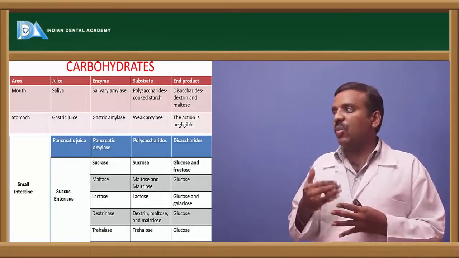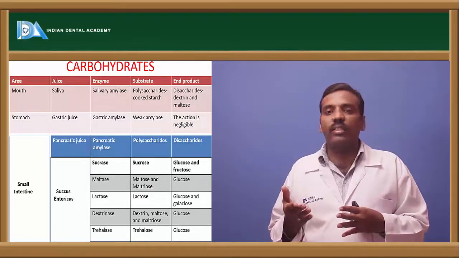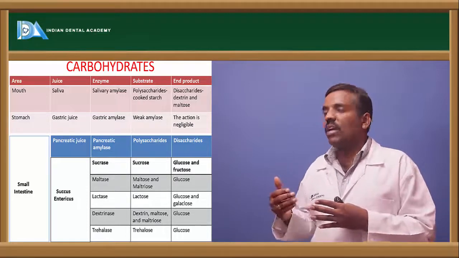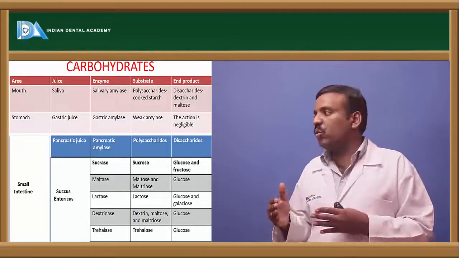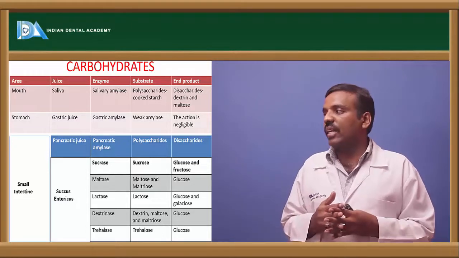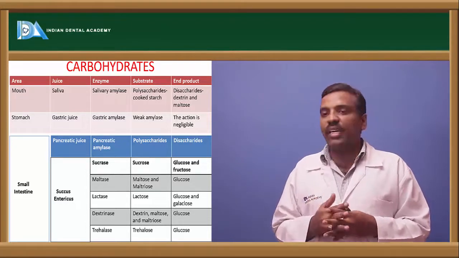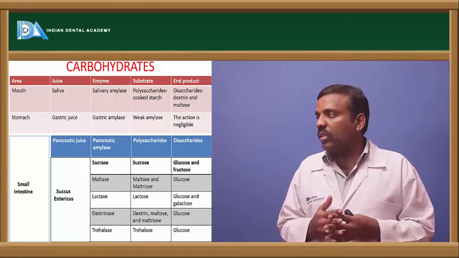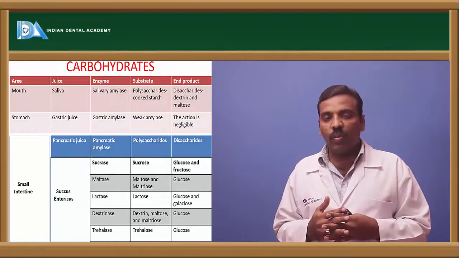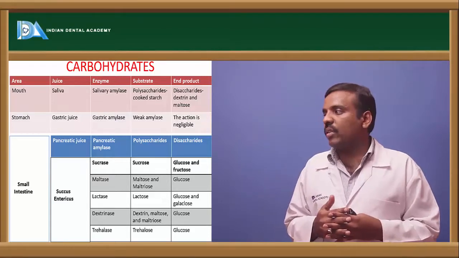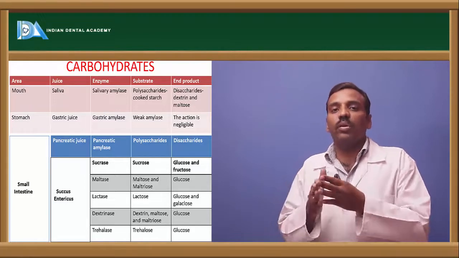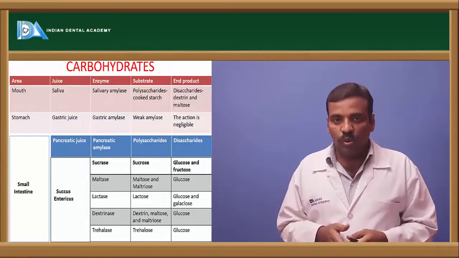And the next one is maltase, which converts maltose into the glucose. And next one is lactase, which converts the lactose into the glucose and the galactose. And the next one dextrinase, which converts the dextrins, maltoses and maltotrioses into glucose. And next is trehalase. So in this trehalase, the end product is the glucose.